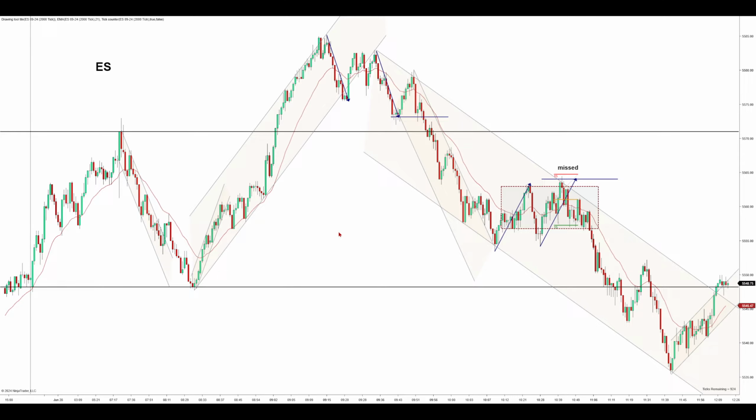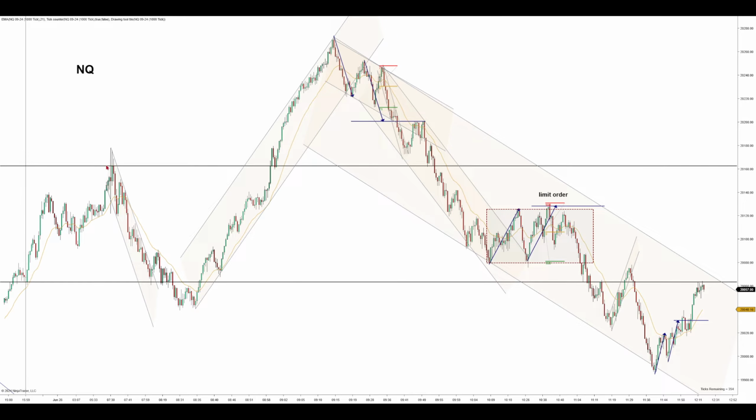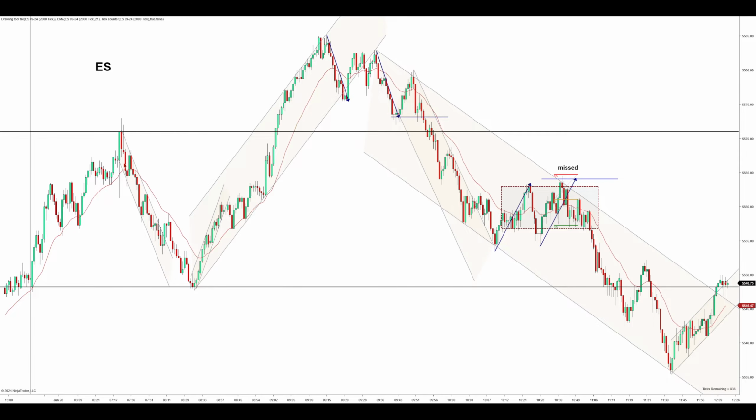Hi everyone, I'm trading the E-mini S&P 500 futures and also the E-mini NASDAQ. On the NQ here, I'm using a 1000 tick chart and a 21 EMA, and on the ES, I'm using a 2000 tick chart and a 21 EMA.